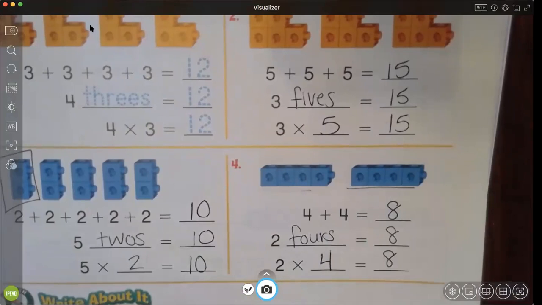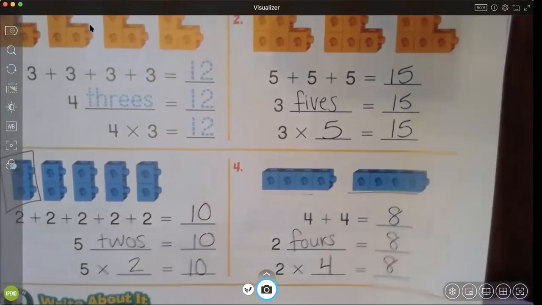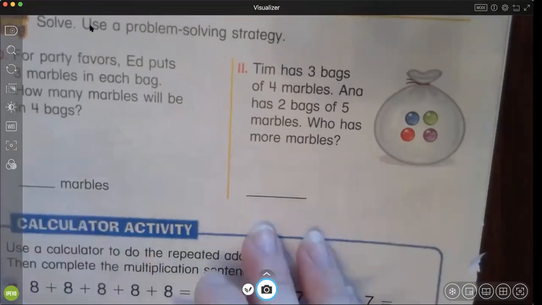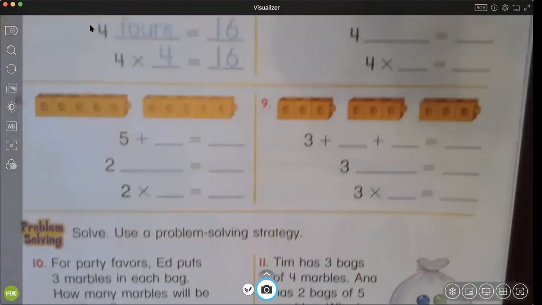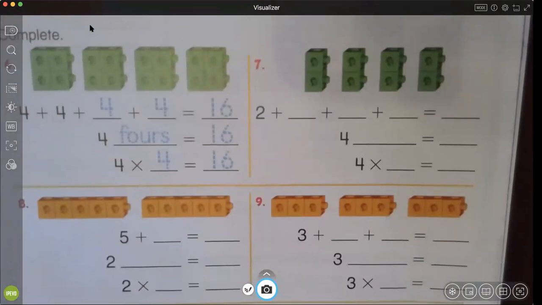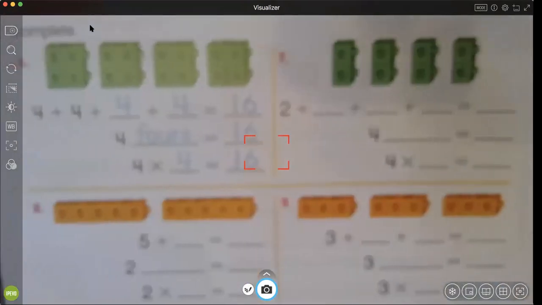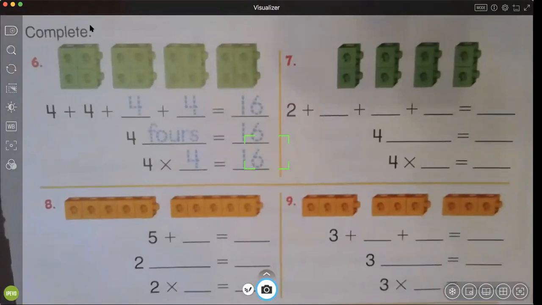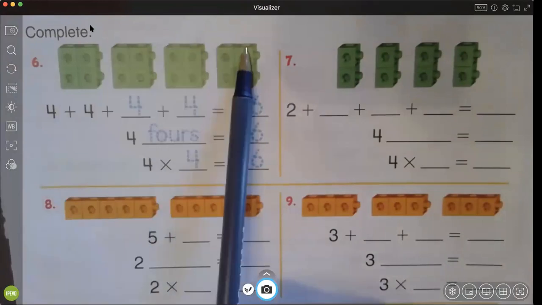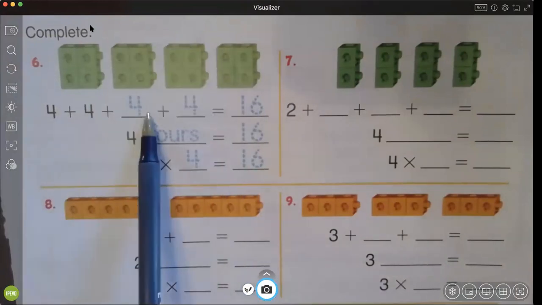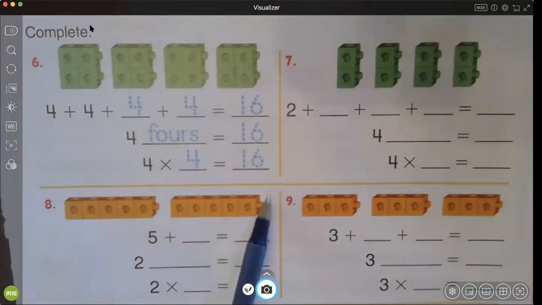Okay? All right, so let's look at the back here. Again, now would be a good time to pause it because you're doing the same thing. Okay, number 6 is done for you. So I'll give you a second to look over number 6. We have 4 groups of 4. So 4 plus 4 plus 4 plus 4. 4 4s, 4 times 4. So they all equal 16.